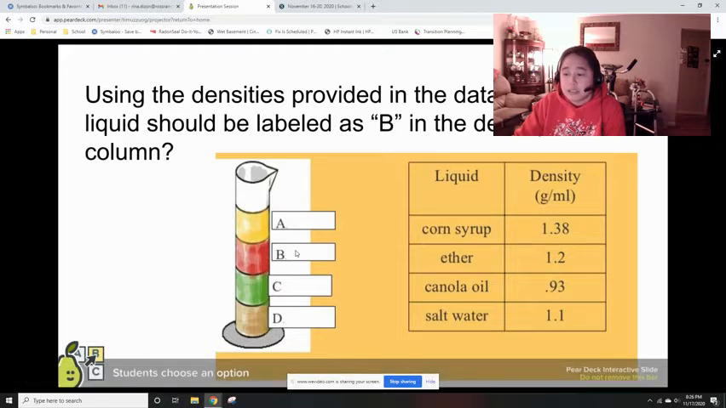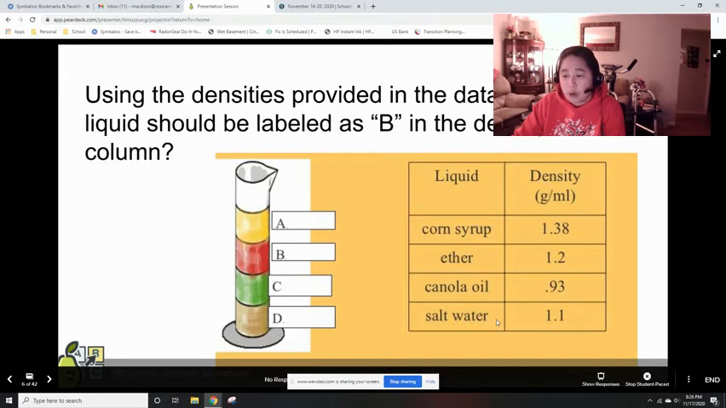Your answer should actually be the salt water, because canola oil is the least dense, then salt water would go here at B, then ether would go at C, and then corn syrup would go at D. So the higher the density number, the more dense.